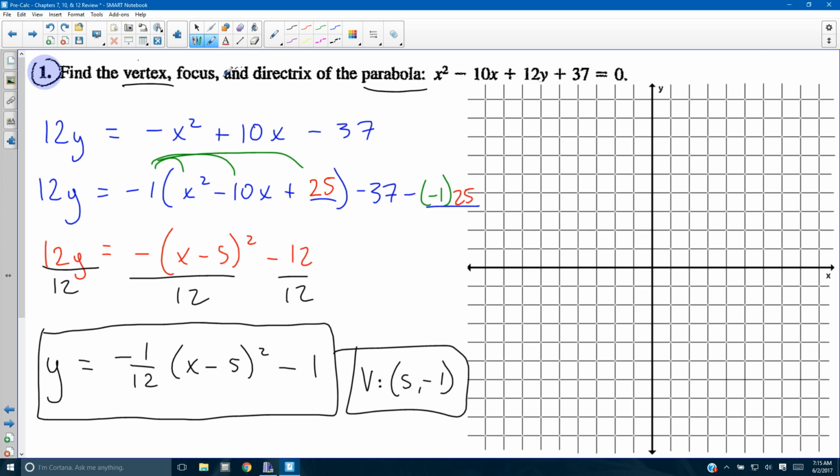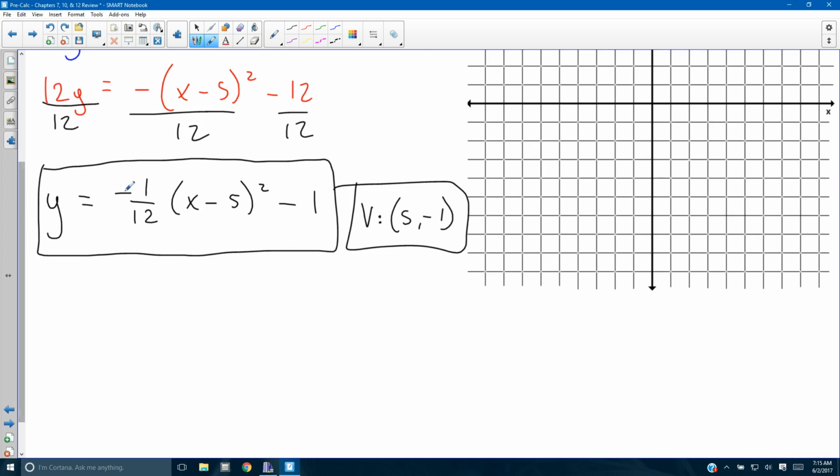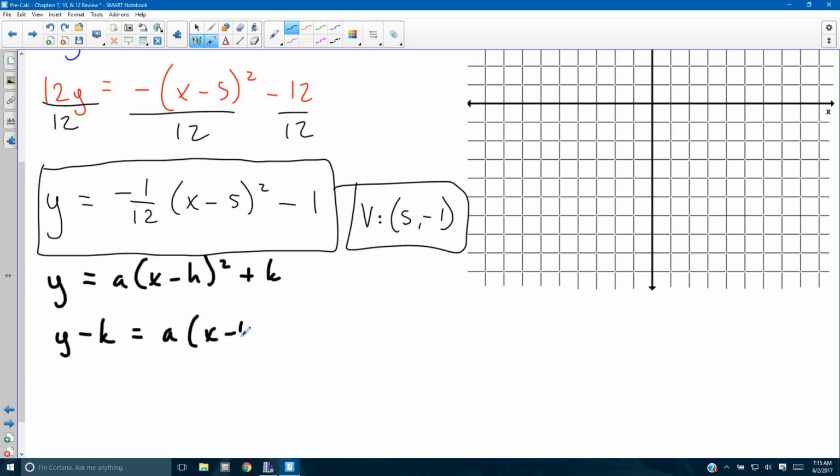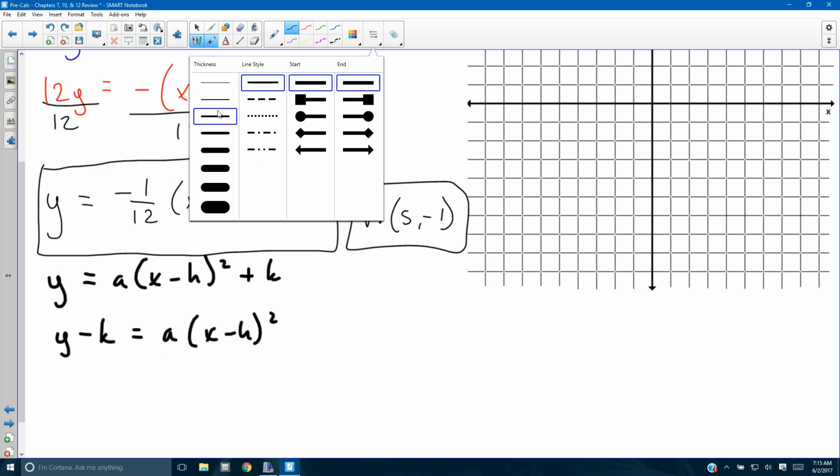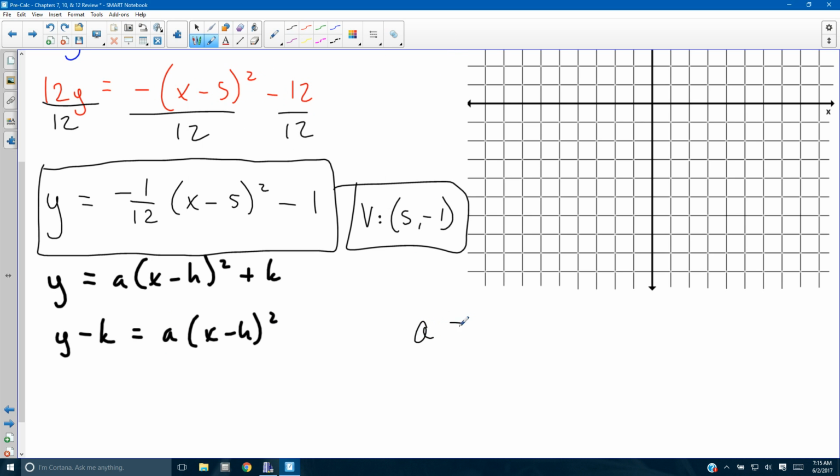Now let's find the focus and directrix. The focus and directrix have everything to do with my stretch factor, my a value. By the way, there's another way I can write this equation. In this form, y equals a times x minus h quantity squared plus k. Other people might write this as y minus k equals a times x minus h quantity squared, or they might do a in terms of p. Now, a and p have a special relationship. A is 1 over 4p, and you can also write p equals 1 over 4a.